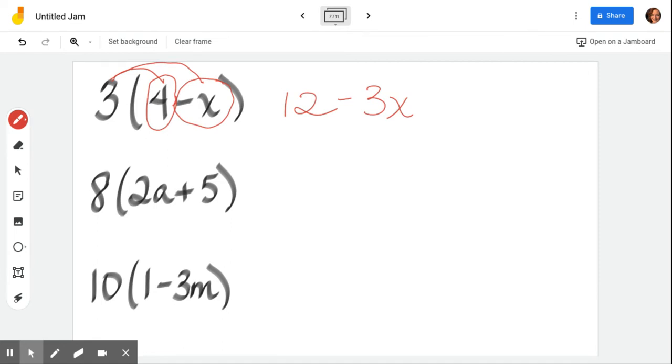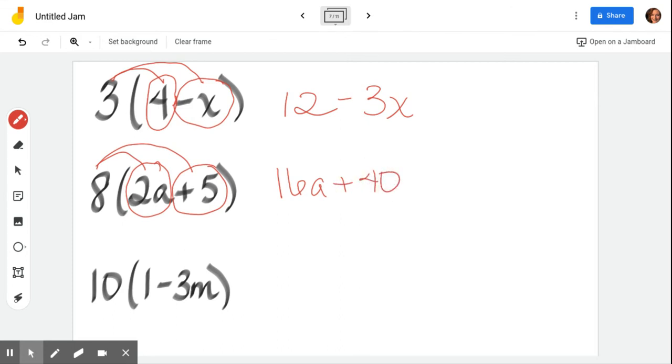Let's do another. On this next problem here, inside parentheses, I have a 2a and a positive 5. I'm going to take the number outside times each number inside. 8 times 2a, well, 8 times 2a is 16, and then just stick an a on it. 8 times a positive 5 is a positive 40.